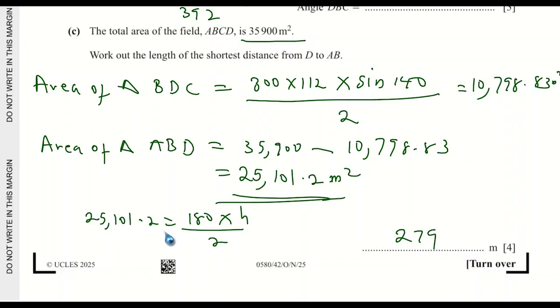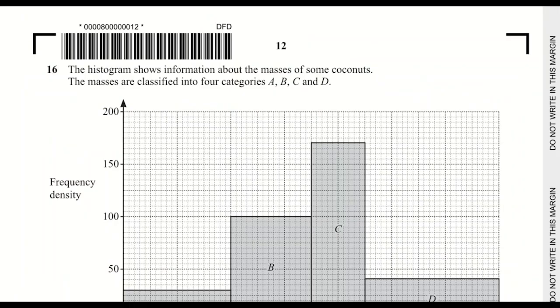So first of all, you need to cross multiply. So this will give you 50,202.4 equals 180h. So if you divide both sides by 180, you get this. Okay, so super easy. So let's go to the next question, question 16.